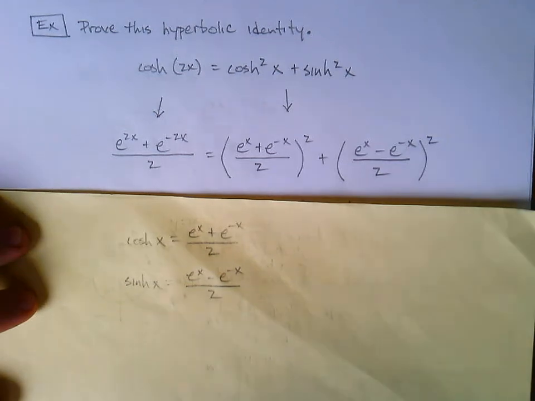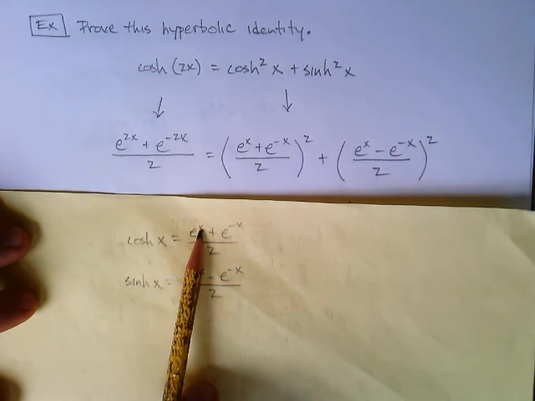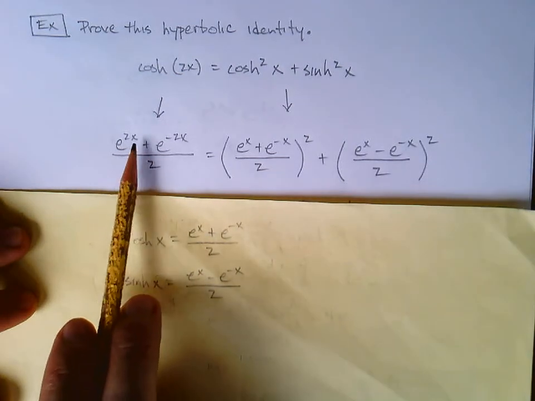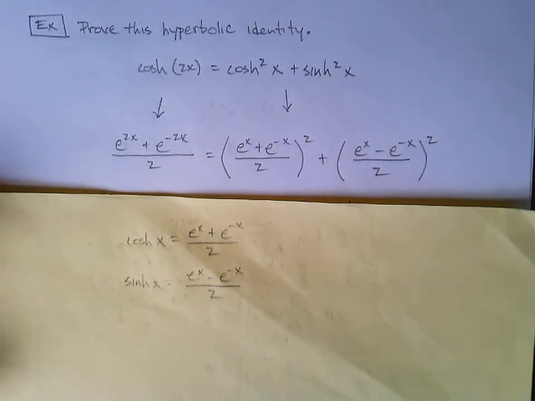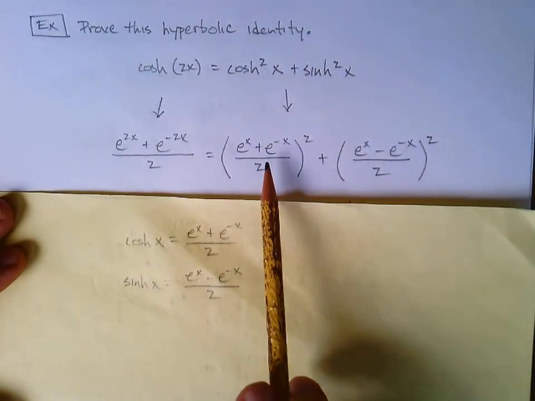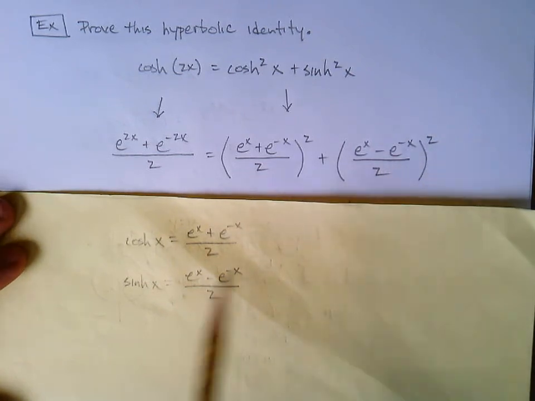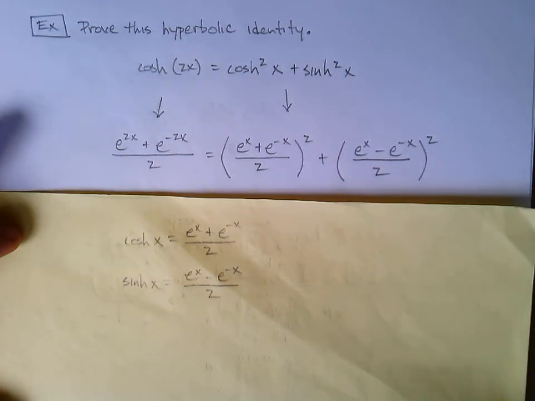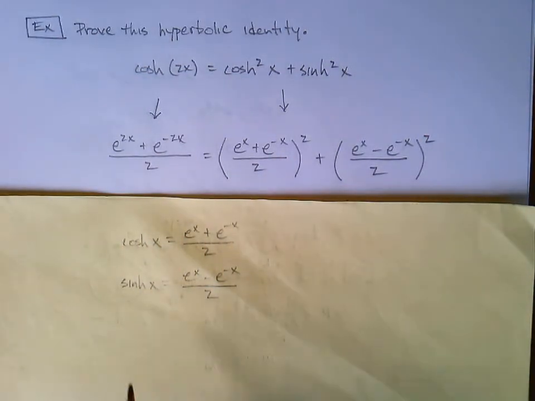So what just happened? Well, cosh 2x just means I'm putting in a 2x: e to the 2x plus e to the negative 2x over 2. That's cosh 2x. On the right side, cosh squared x plus sinh squared x: that's cosh x being squared, plus sinh x being squared. So I'm just writing both sides from their definitions.